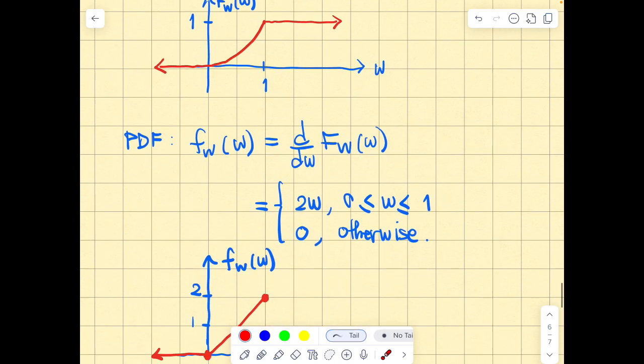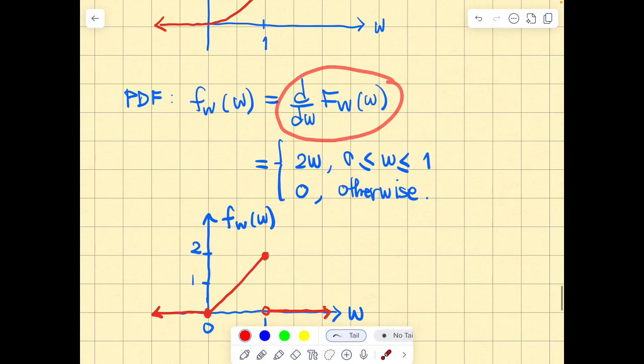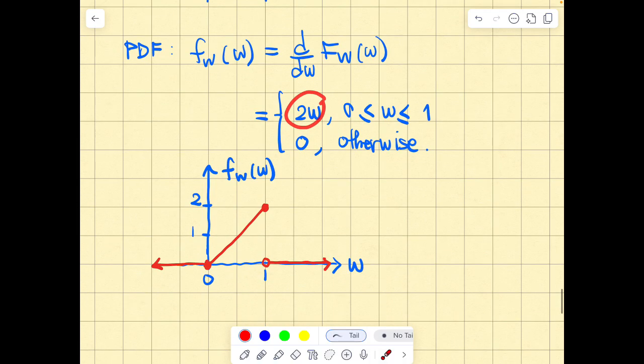Okay. The PDF, you can just differentiate, right? You differentiate a constant, you get 0. You differentiate w squared, you get 2w. Okay. And the PDF can be plotted like this. Between 0 and 1, it's 2w, so it's a straight line going up like this. Anywhere else, the PDF is equal to 0.